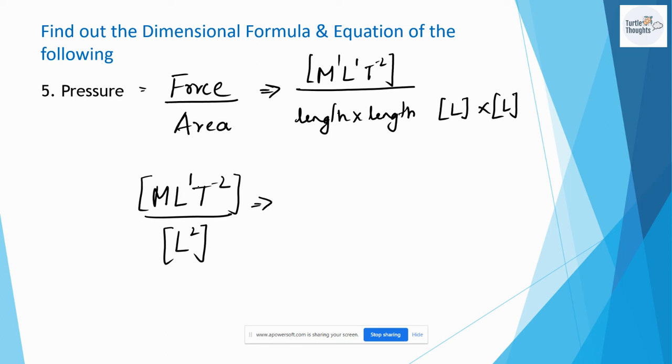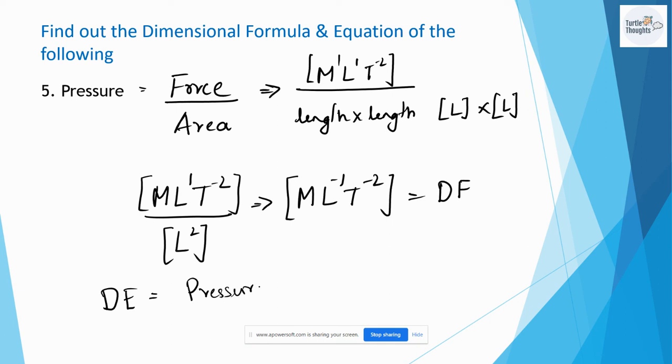Now, if I cancel the L in the numerator and the denominator, I'm going to get M L to the power minus 1 T to the power minus 2. This is going to be the dimensional formula for pressure. However, what will be your dimensional equation for pressure? You can write pressure is equal to M L to the power minus 1 T to the power minus 2. I hope this concept is clear.